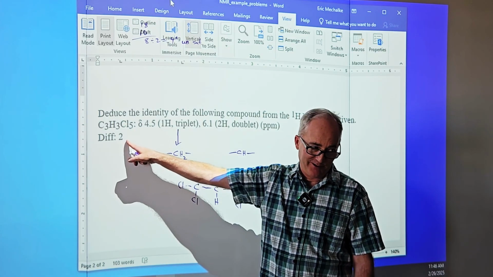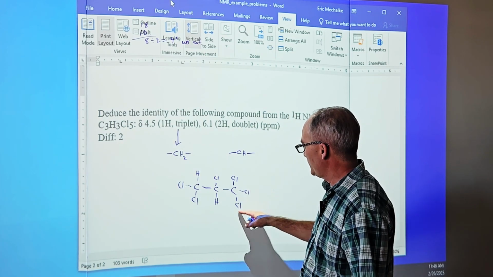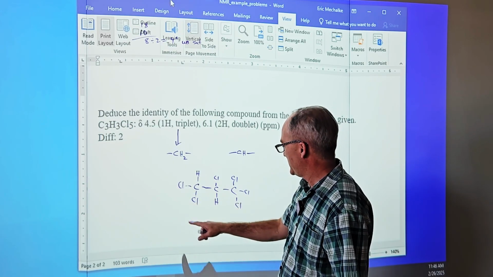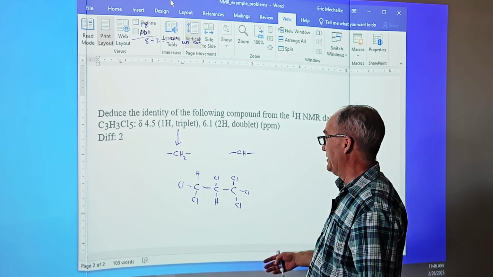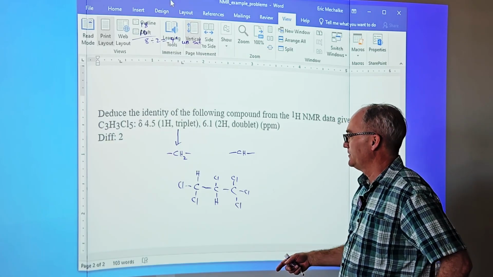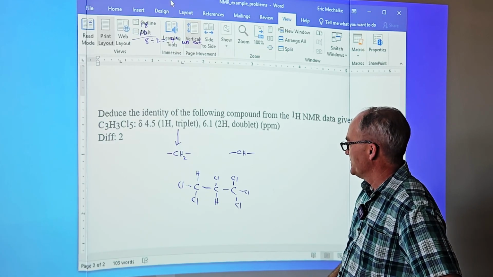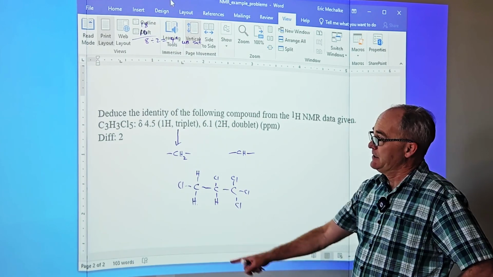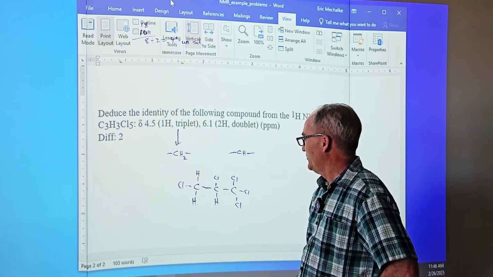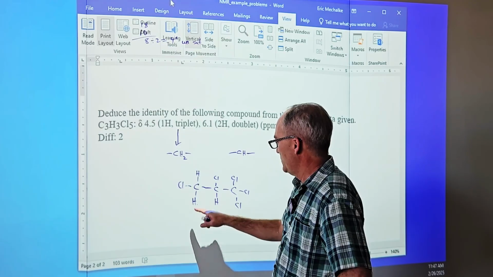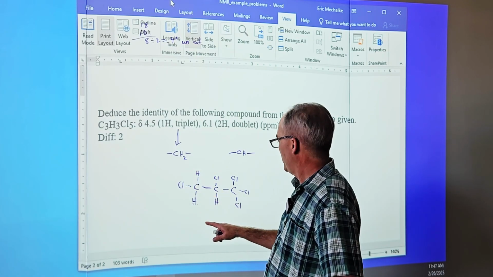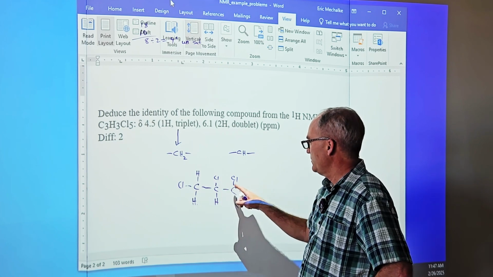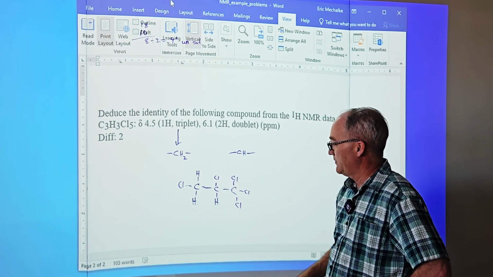This is difficulty 2, remember. 1, 2, 3, 4, 5, 6. Oh, I don't have all the hydrogen I used to have anymore. So I got to erase a chlorine. See if I get my chemical formula. 1, 2, 3 carbons. 1, 2, 3 hydrogens. All right, so far so good. 1, 2, 3, 4, 5.